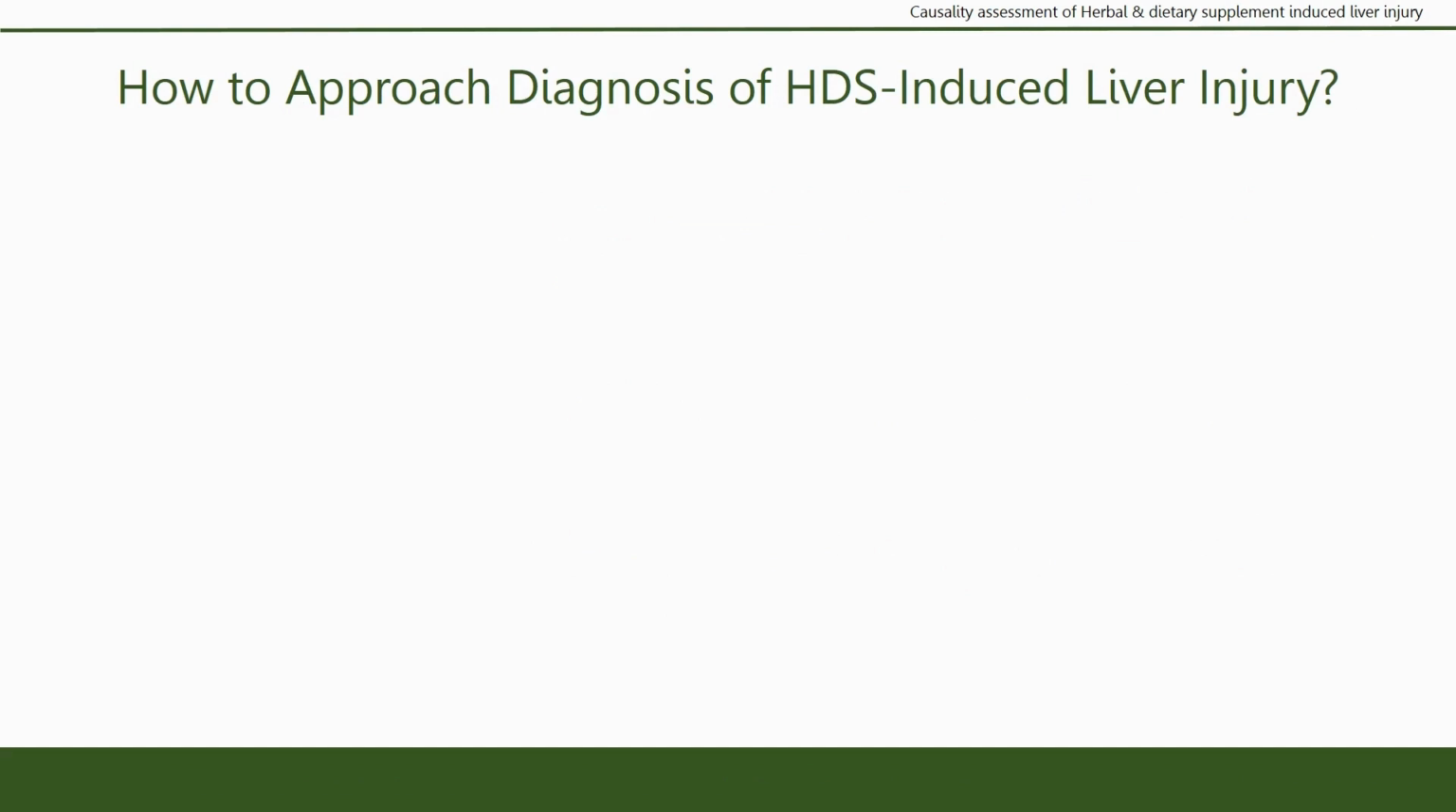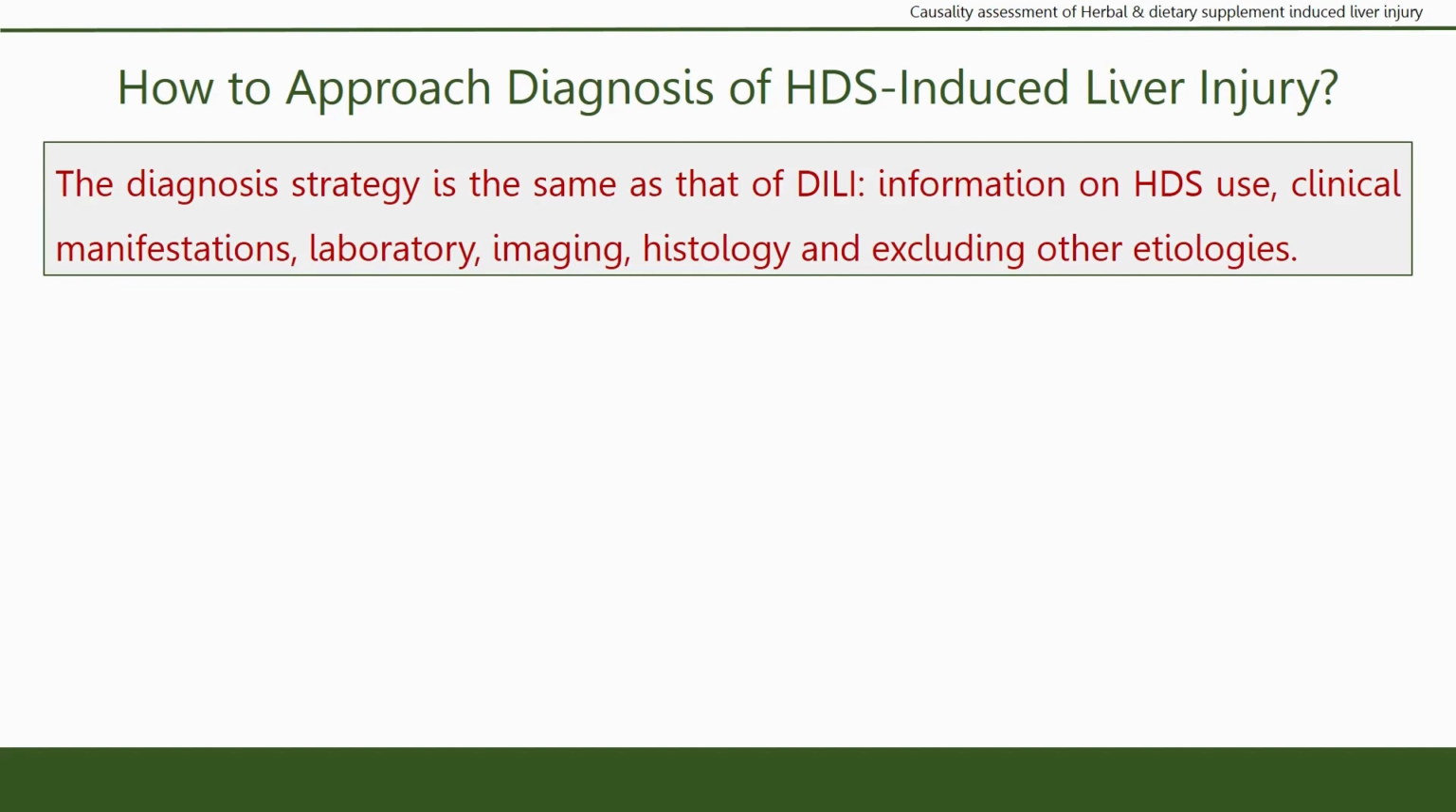Diagnosing HDS hepatotoxicity requires the same stepwise approach as when conventional DILI is suspected. Herbal injury can present clinically and pathologically with all liver disease phenotypes, including hepatitis, cholestasis, and vascular disease. We need to identify information on its use, clinical manifestation, laboratory, imaging, histology when we have it, and a careful exclusion of other etiologies. But awareness of the potential of HDS to cause liver injury is probably paramount for diagnosis.